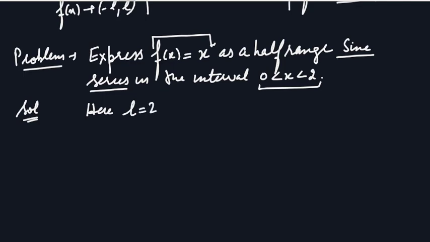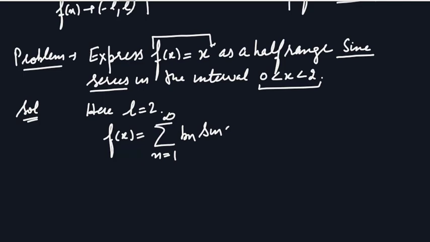L here is 2. And if I ask you to write the Fourier sine series in the interval 0 to 2, we can write the Fourier series as f of x is equal to summation n varies from 1 to infinity bn.